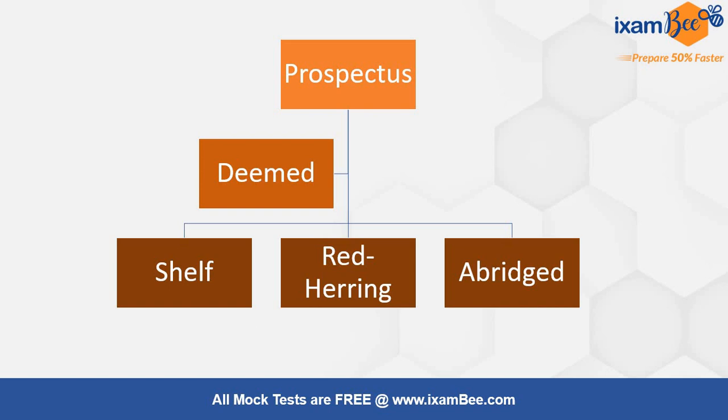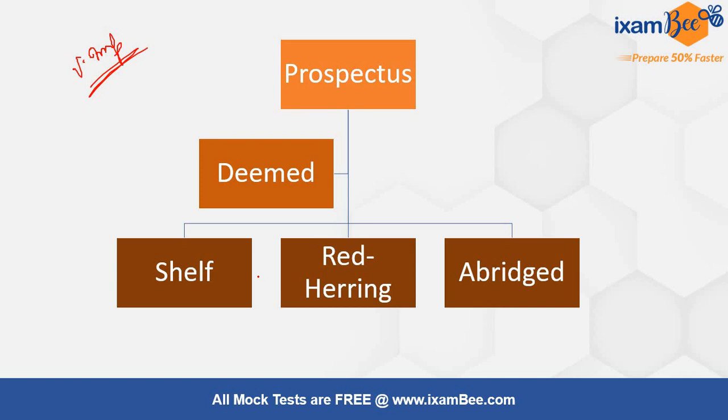Then there is shelf prospectus, red herring prospectus and abridged prospectus. You should know the concept of all these three types of prospectus very well. You should know the difference between all of them. I would suggest it is a very, very important topic for you from exam point of view. So go through them in detail. I am only having a short discussion with you about what a prospectus is and what the important types of prospectus are that you need to understand.